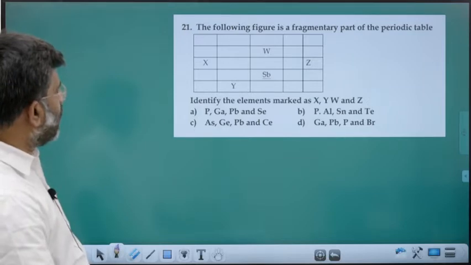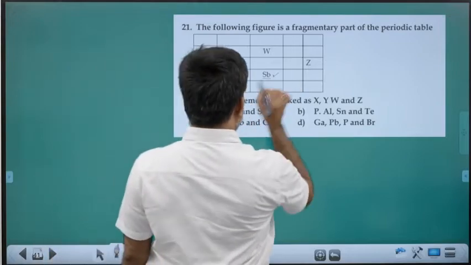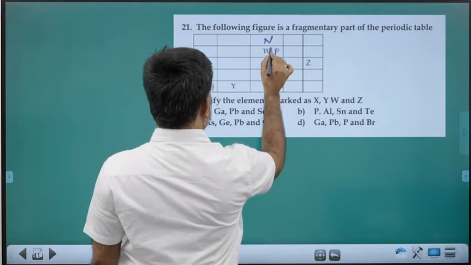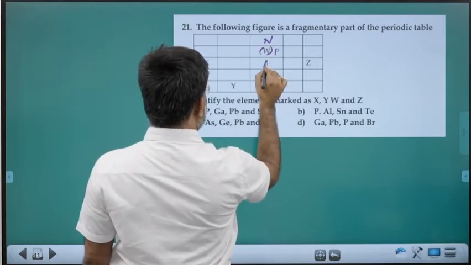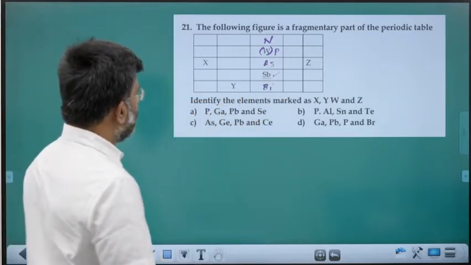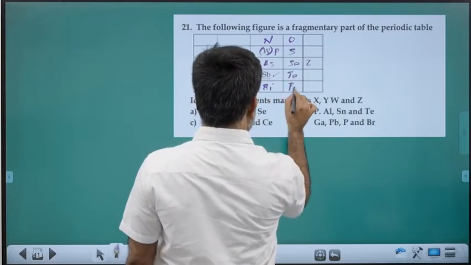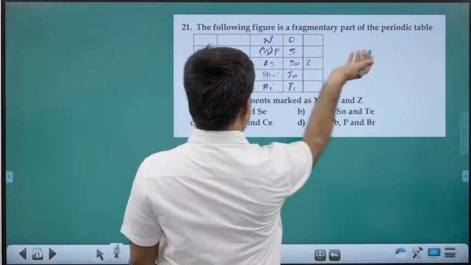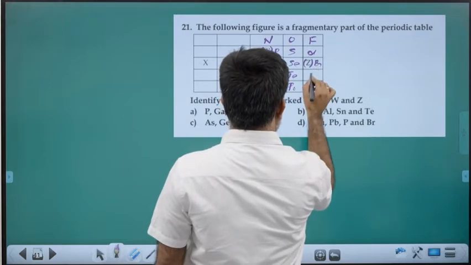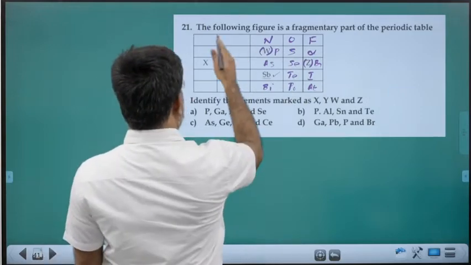You have to identify the elements X, Y, W, Z. You see, there is a reference given, antimony. So this is the nitrogen family. So this is nitrogen and this is phosphorus. Nitrogen, phosphorus, arsenic, antimony, bismuth. That is the nitrogen family. And this is the oxygen family: oxygen, sulfur, selenium, tellurium, polonium. We don't want anybody here. And the next is halogen: fluorine, chlorine, bromine, iodine, astatine.